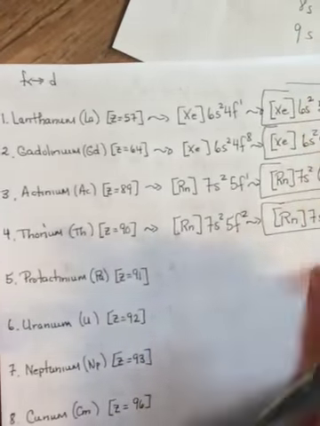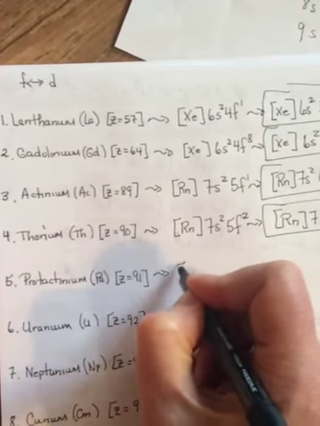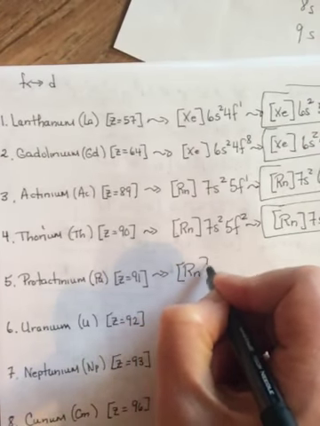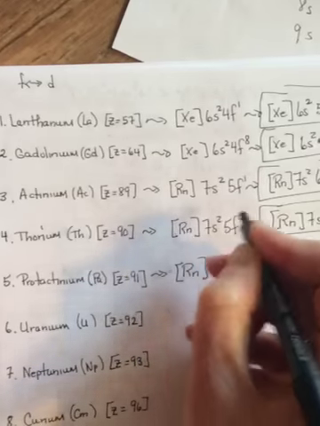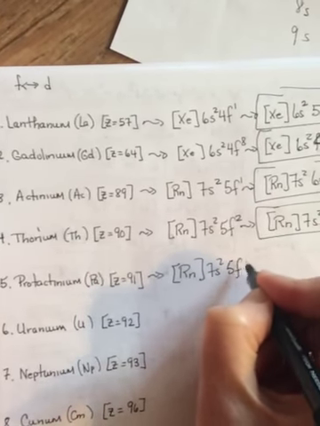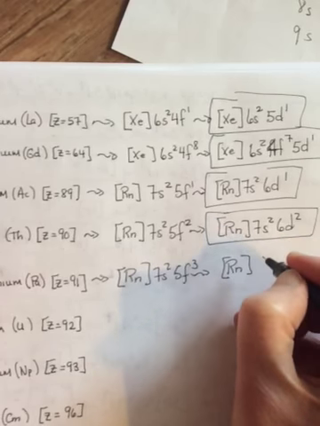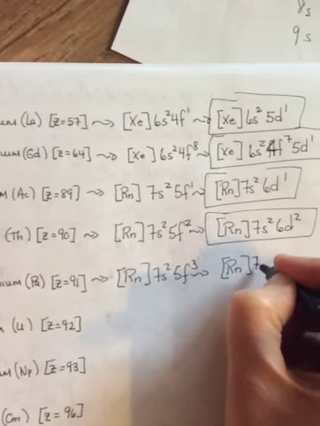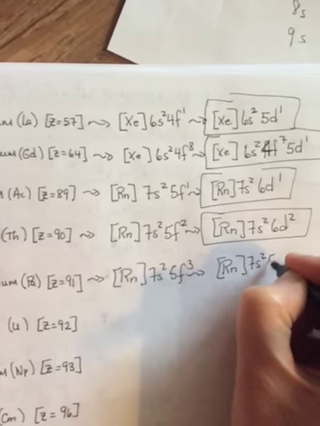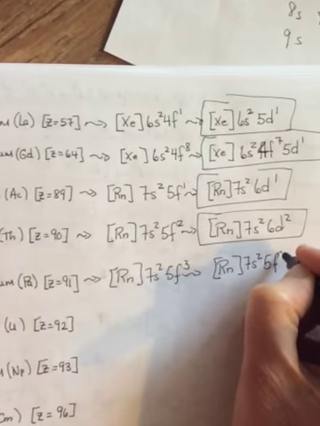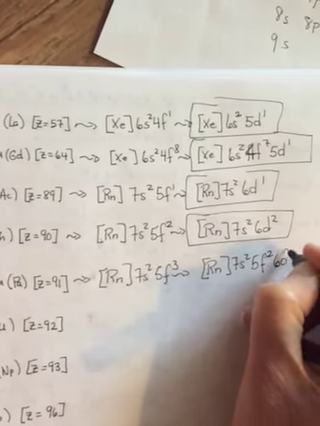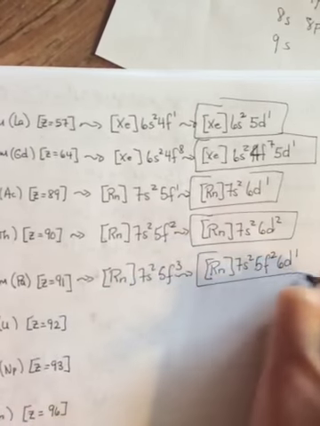Protactinium, 91. Again, one more than the one we just did, so Rn 7s2, 5f3. Okay, and what does it become? Guesses. Rn 7s2, I was double checking it before I wrote it down, 5f2, 6d1. So d goes back to only taking one here.